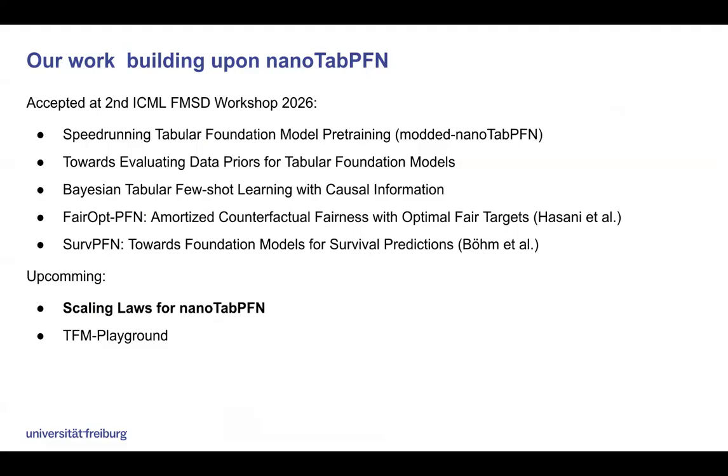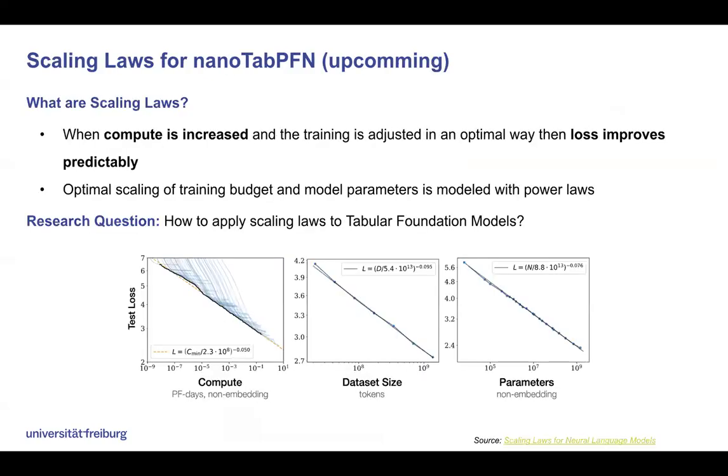Now, the last two works that I will mention are scaling laws for nanoTabPFN, which is something Johannes Hoog, my co-author on the nanoTabPFN paper, is working on, and then the TFM playground. So scaling laws, you probably already heard about them before. People often do this in the LM world, where they pre-train smaller versions of the model. Once you have multiple versions and you have recorded their performance, how much compute you needed for these, and how much data you trained on, you can essentially forecast, if I train a much bigger model, what kind of performance can I expect?